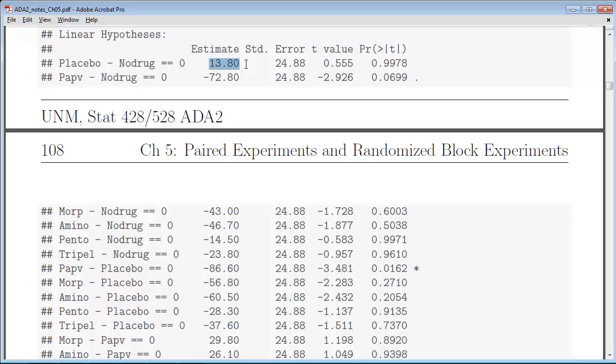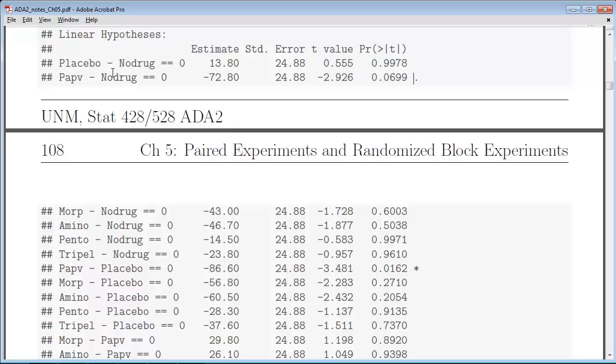Okay, that happens. Is that different? So here's the estimate, 13. Here's the standard error, 24. How do we get the t-statistic? We take the estimate divided by the standard error, so that's about a half. And that is not very extreme. And so we have a large p-value. And these p-values are already upward adjusted based on the Tukey comparisons.